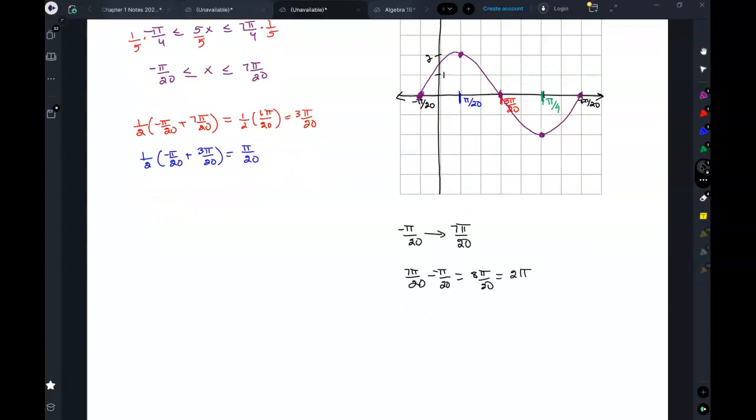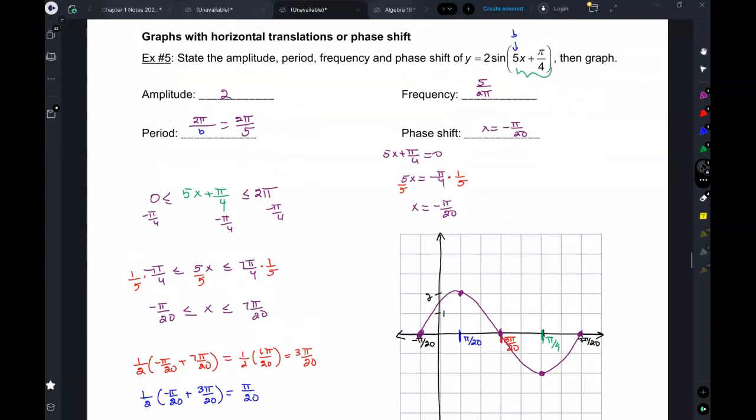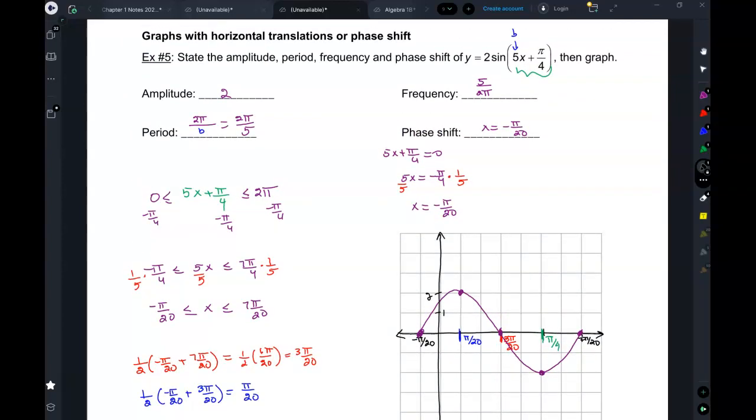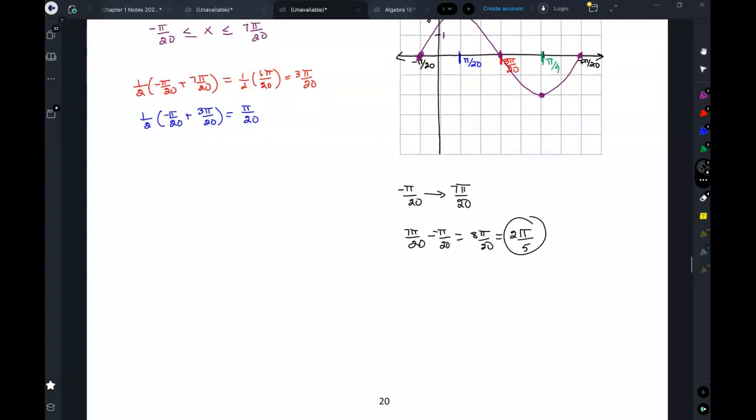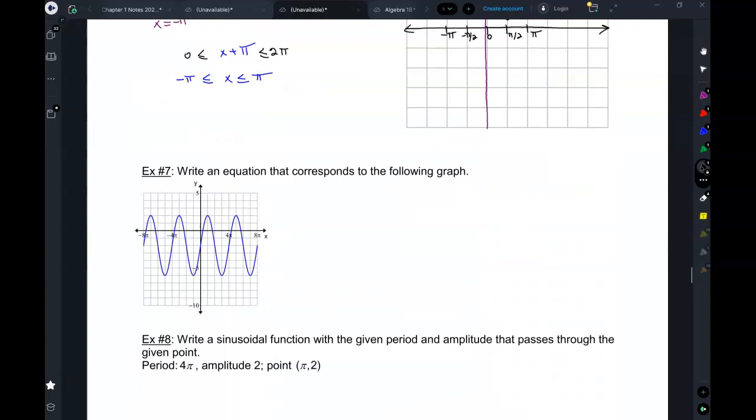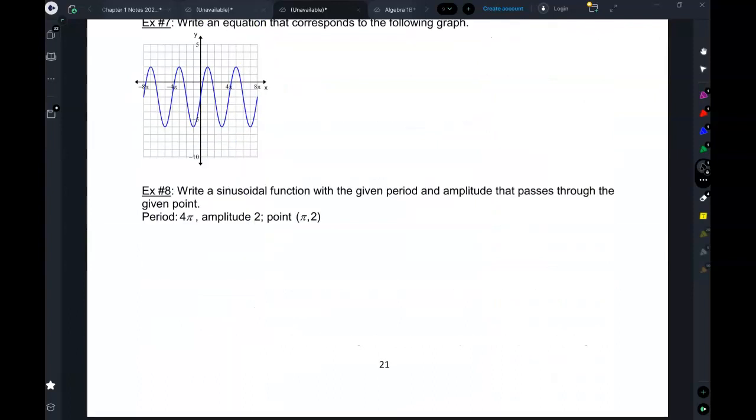Two pi over 5. That's the distance from here to there. What did we get for the period? 2 pi over 5. It's like black magic. Yes? Okay. One day you'll learn to appreciate that more than you do now. When it sinks in, you'll learn to appreciate that, but it's really cool.